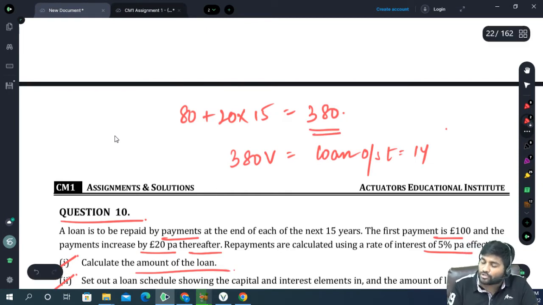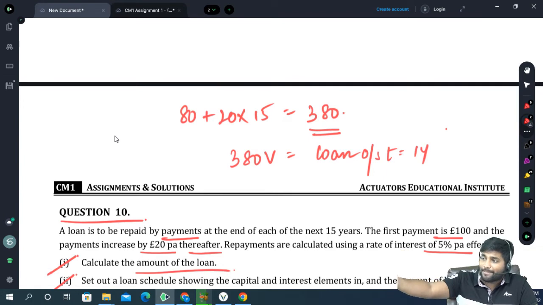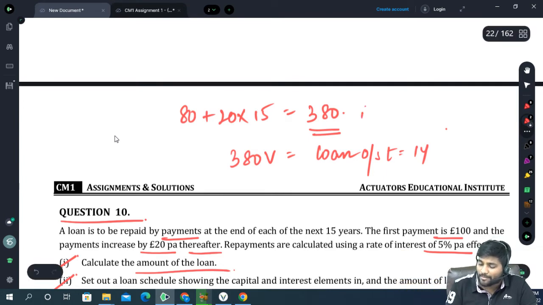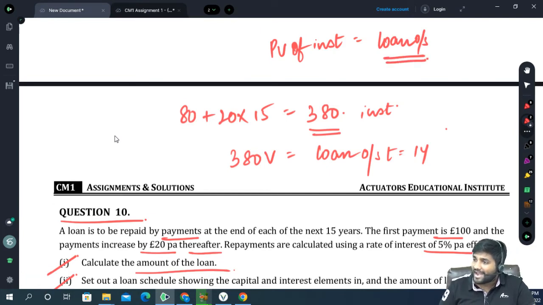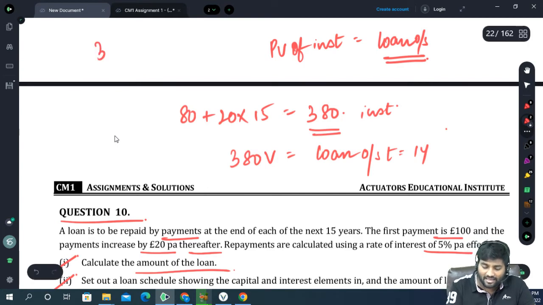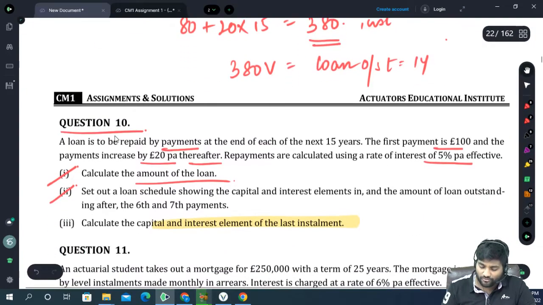380 is the amount of loan that we are repaying, like it is the installment amount. So the present value of the installment is the loan outstanding. Basically this is the capital which is being repaid in the last year, and how much extra? 380 minus 380v. Okay, solve this question in full. And then you need to try question number 11 in classwork. Solve.